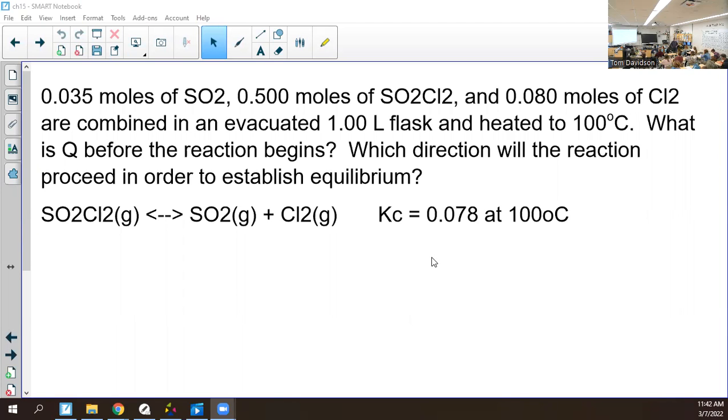Okay, so give this your best shot. We'll give you about 5 minutes. It gives you K C in the bottom right-hand corner. You're calculating Q and comparing it. All right, I'm going to pause this.